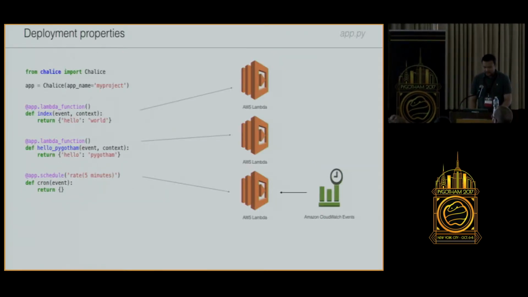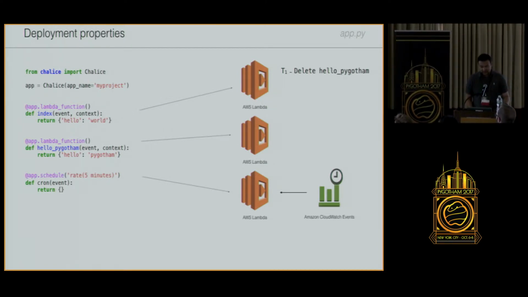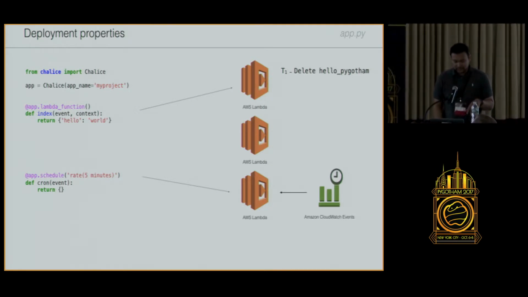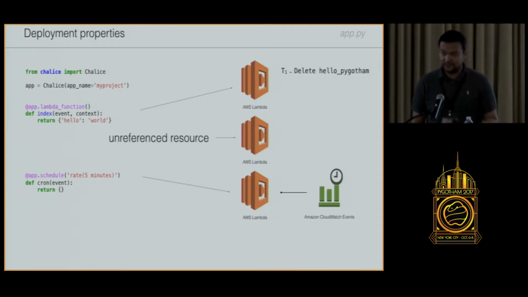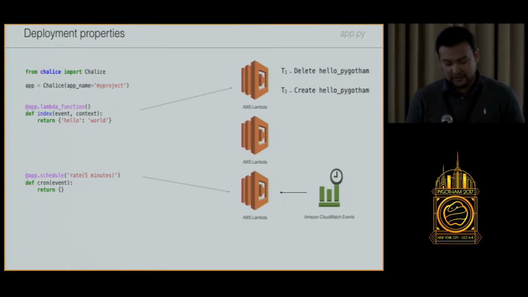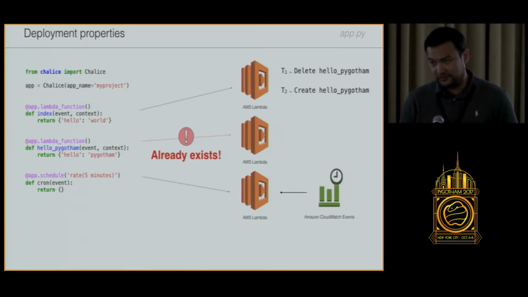So here's one. Let's say this is the current state of the world. I have three resources here and the Lambda functions on the right-hand side. At time T1, we're going to delete a function. So we go ahead and delete it. And then in our deploy command, let's say we update our internal state to delete the function, but we forget to actually make the delete API call. So we have this resource that's unreferenced. And so let's say at time T2, we say we want to create the function again. We do the normal thing, we add it to our code, we run our deploy, and in this particular case, if you call create function and the function already exists, you get an error back.